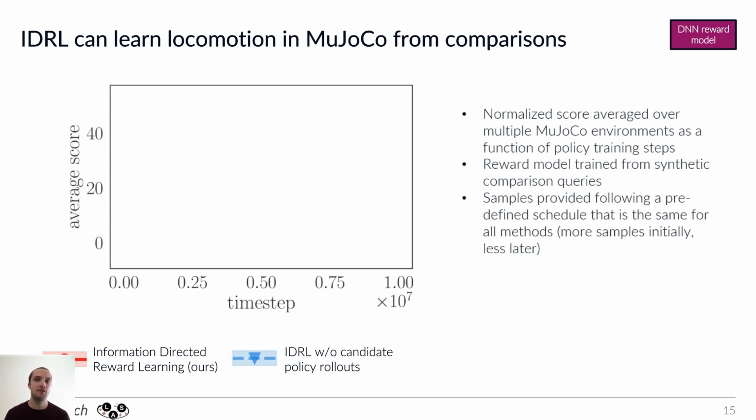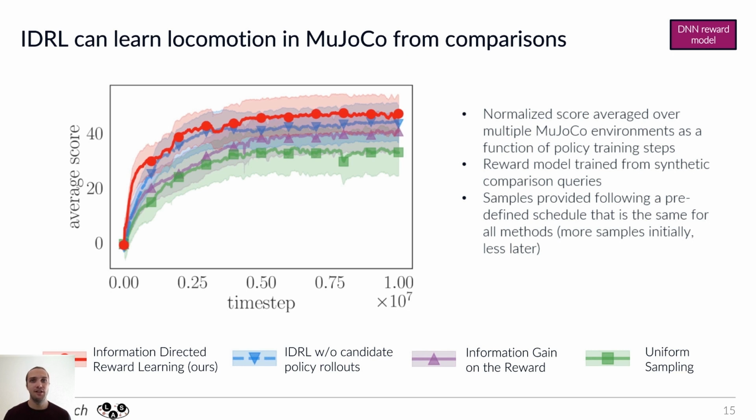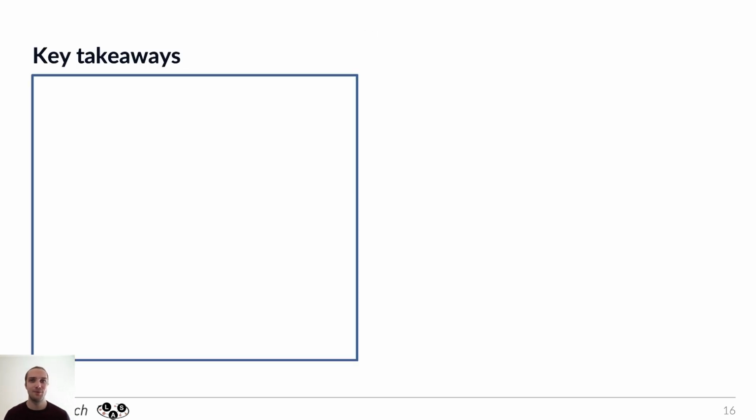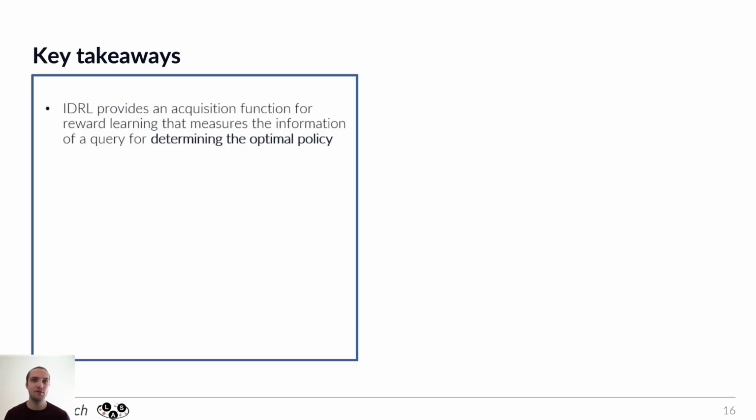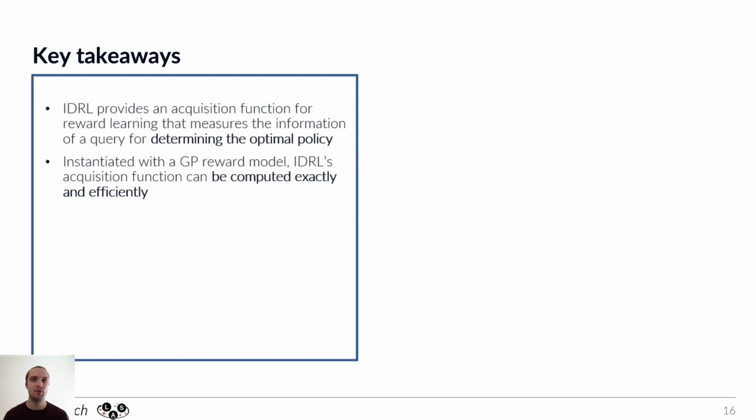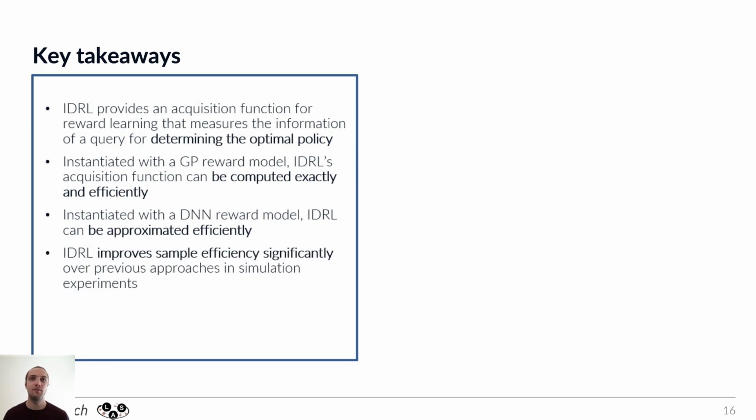We compare, again, to maximizing information gain to select queries and to uniform sampling as a baseline. The results show that IDRL can learn, again, better policies from fewer queries than alternative methods. So let me summarize the key takeaways. IDRL provides an acquisition function for actively learning reward functions that is focused on determining the optimal policy. It can be implemented exactly with GP models and also be approximated for neural network models. We saw that IDRL improves the sample efficiency in various environments in our simulated experiments.